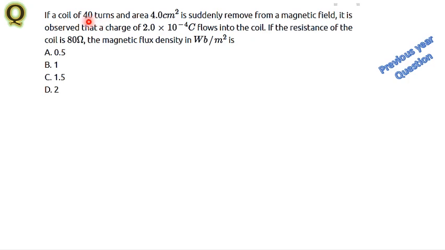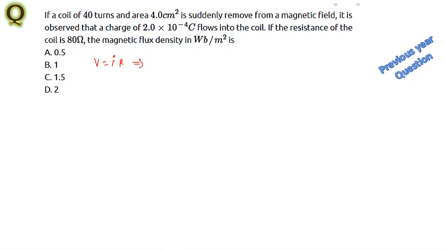the next problem. If a coil of 40 turns, N value given, and area A value given, is suddenly removed from the magnetic field, it is observed that a charge of 2 into 10 power minus 4 coulomb flows into the coil, and the resistance of the coil is given. What they are asking here is the magnetic flux value. Now you already know Ohm's law. According to Ohm's law, V is equal to I into R.